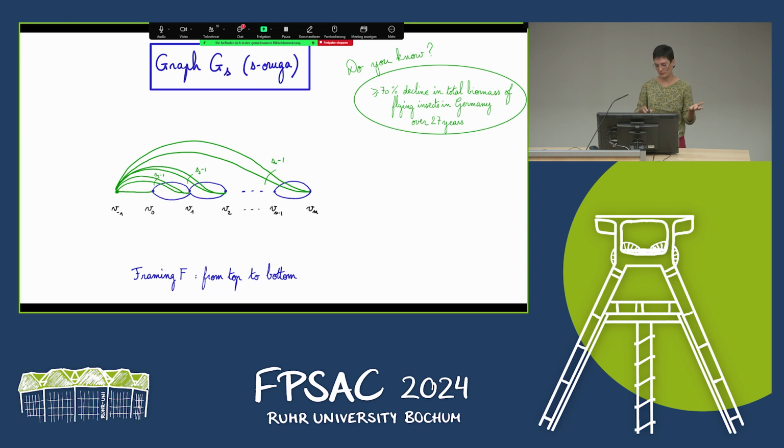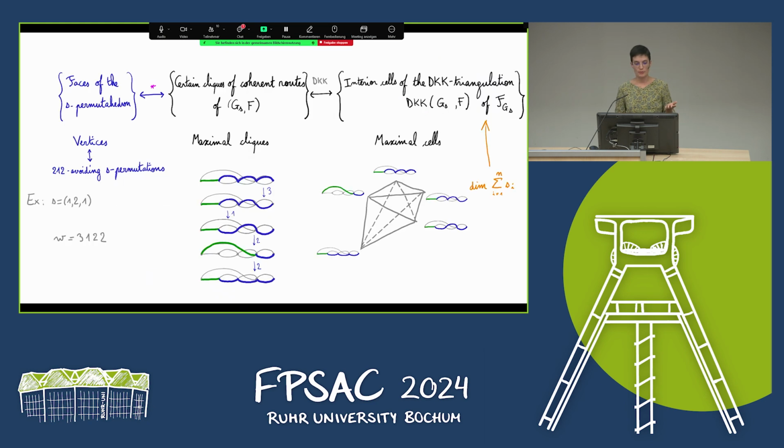And with this framed graph, we know from the DKK theorem that the maximal cliques of coherent routes will correspond to maximal cells of the DKK triangulation. And we showed that these maximal cliques are in correspondence with our s-permutations. So here is an example of the correspondence, again with s is 1, 1, 1. And if we take the multi-permutation 3, 1, 2, 2, we take the following maximal clique.